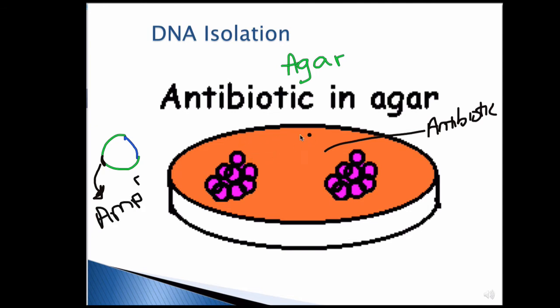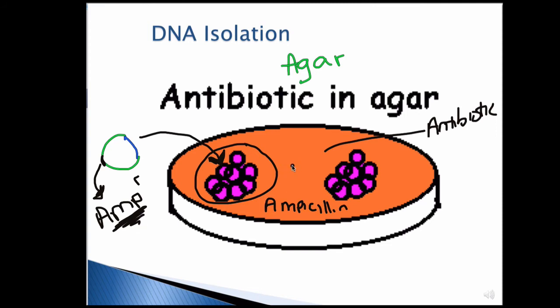If you streak your bacteria out onto a typical nutrient agar that contains ampicillin, there's ampicillin in this agar, the only bacteria that are going to be allowed to grow on this agar are bacteria containing this plasmid, because any bacteria that doesn't have this plasmid with the ampicillin resistance gene wouldn't be able to grow on the agar media containing ampicillin.